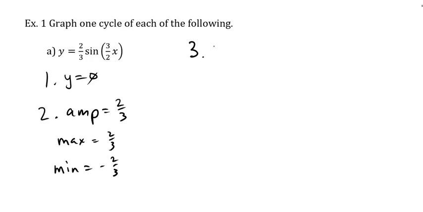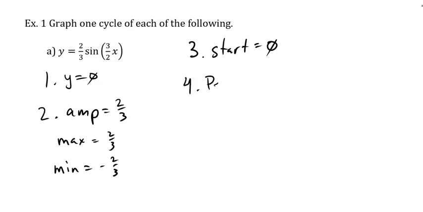Question 3 is, where does it start? So again, normally it starts at 0. There's no phase shift here, or there's no horizontal shift or horizontal translation. So I don't really call it that, although the textbook does. It should be called a phase shift. But there isn't one here, so it's just 0.